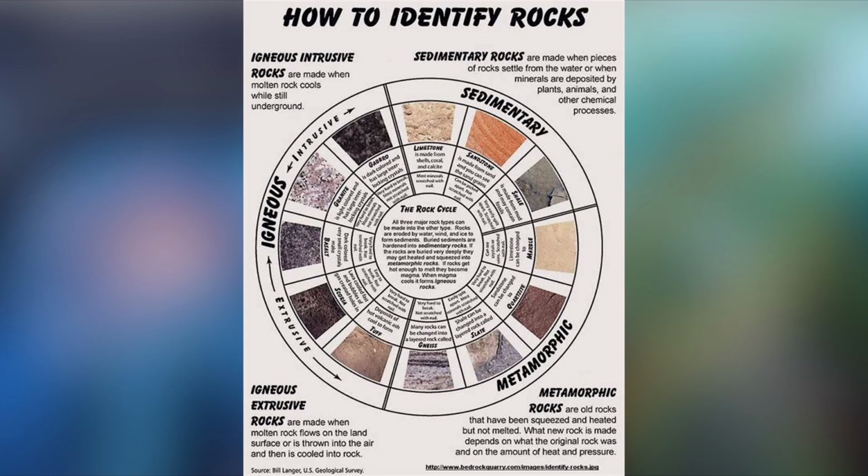Final type of rock, the metamorphic rocks. Metamorphic rocks are formed by subjecting any type of rock, including sedimentary, igneous, or another metamorphic rock, to sufficient temperature and pressure, which lead to a change in not the chemical composition, but the chemical structure of the rock. So metamorphism basically means change in form, and that's what happens to a metamorphic rock. It changes in form, but generally not in composition.